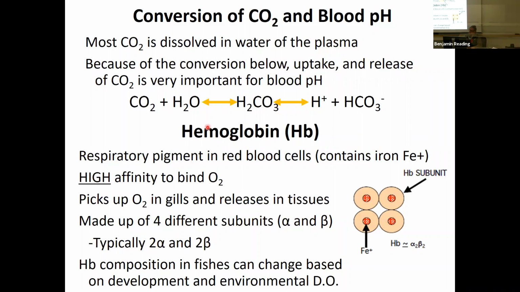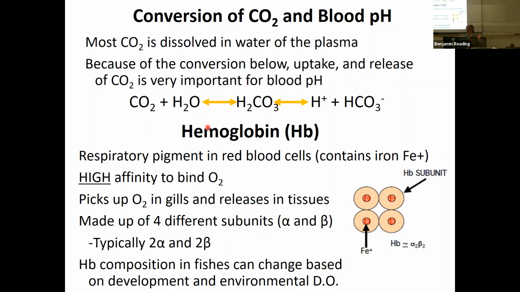And so I talked on the previous slide about how if a fish goes from a high dissolved oxygen environment to a low dissolved oxygen environment, like it's literally swimming along and all of a sudden it notices, oh man, there's not enough oxygen around, the spleen can contract and release a bunch of red blood cells that help deal with that.